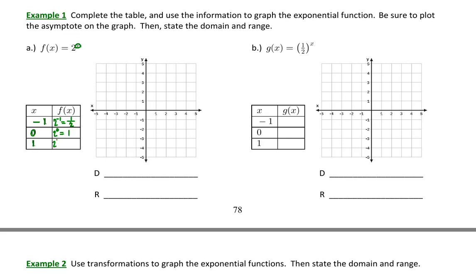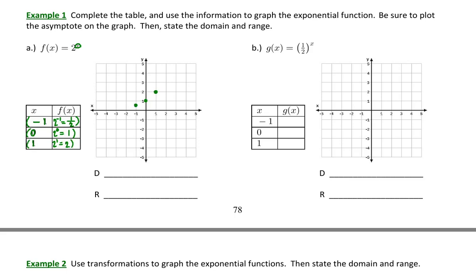And if x is 1, we get 2 to the 1st, which is equal to 2. So this gives me a set of ordered pairs to plot. The first one would be -1 and 1/2. My second ordered pair is that familiar y-intercept, 0, 1. And then we have ordered pair 1, 2.